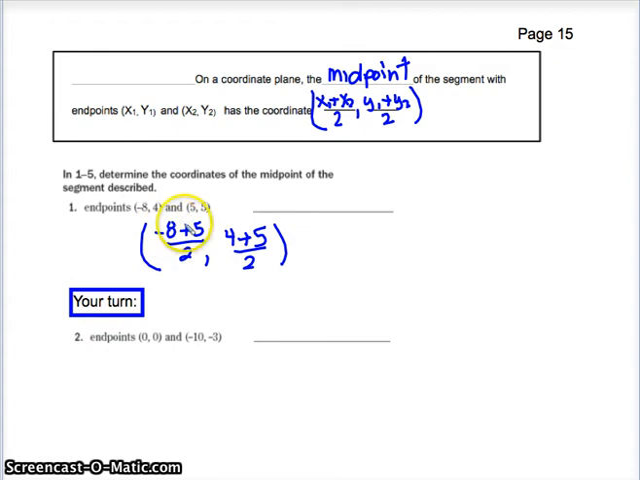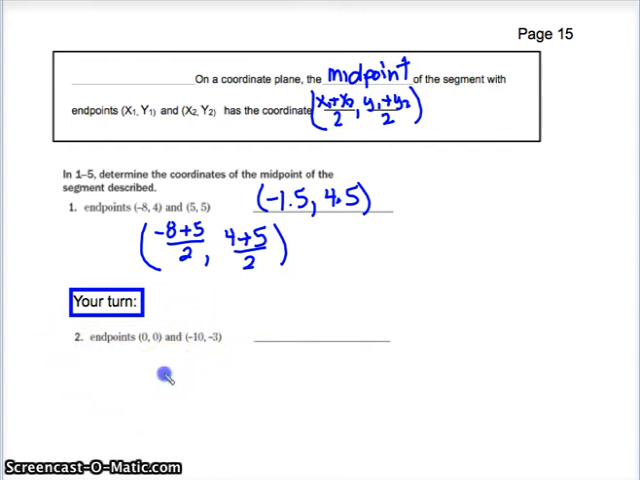When I actually do that addition, I end up with negative 3 over 2, or negative 1.5 for my x coordinate. And then 4 plus 5 is 9 divided by 2, so 4.5 for my y coordinate. All right, now it's your turn. Go ahead and pause the video and calculate the midpoint in question number 2.